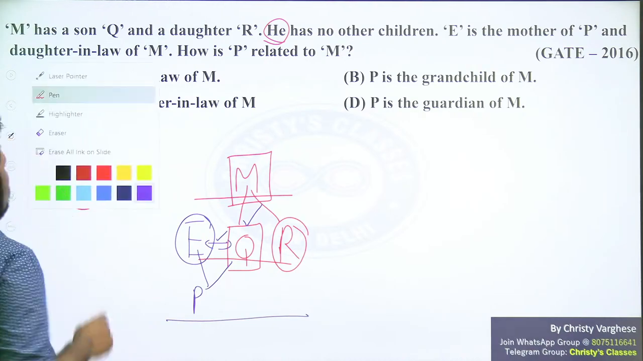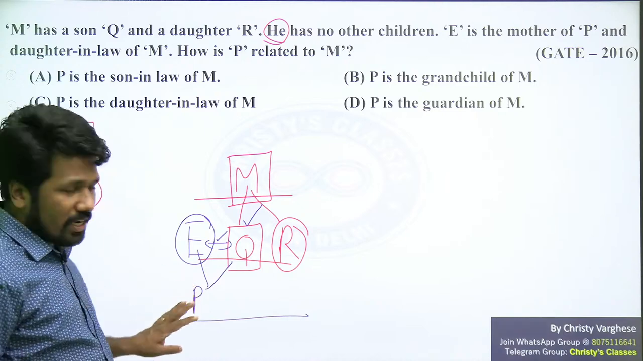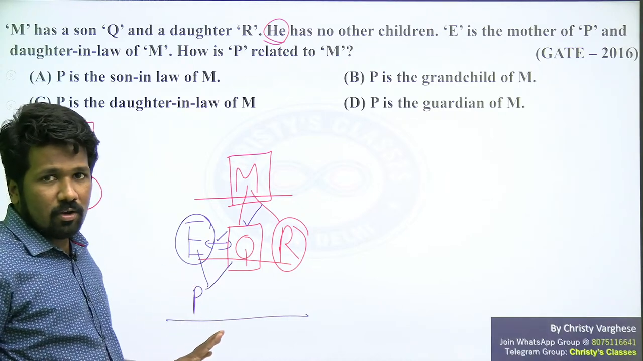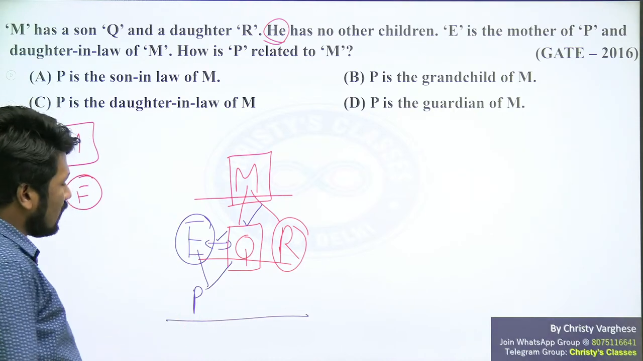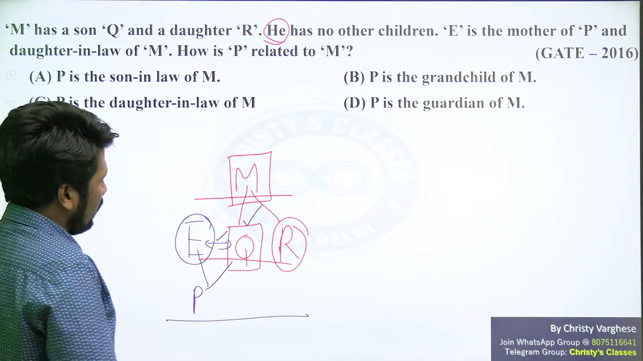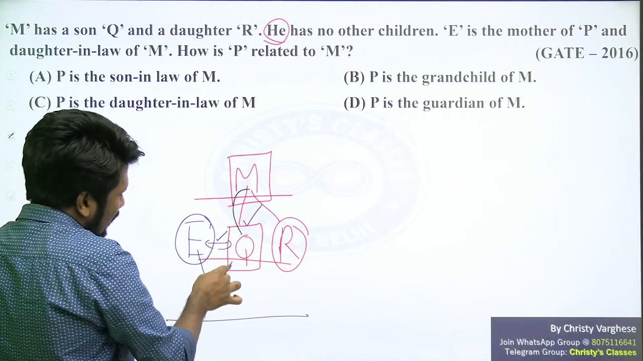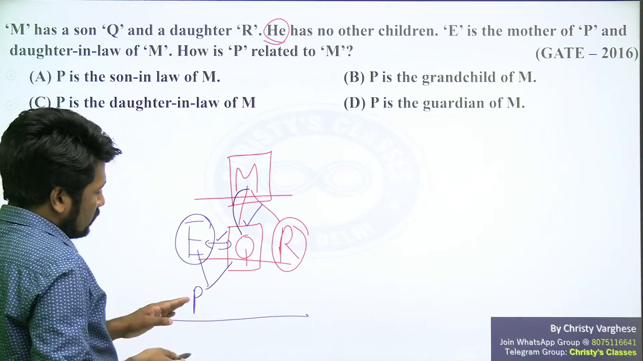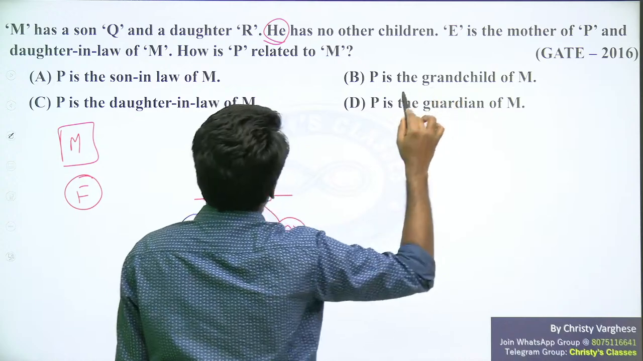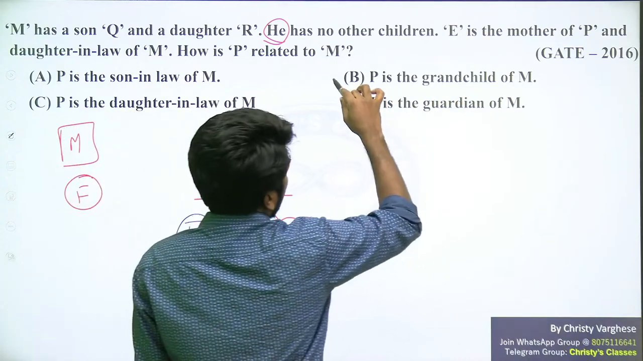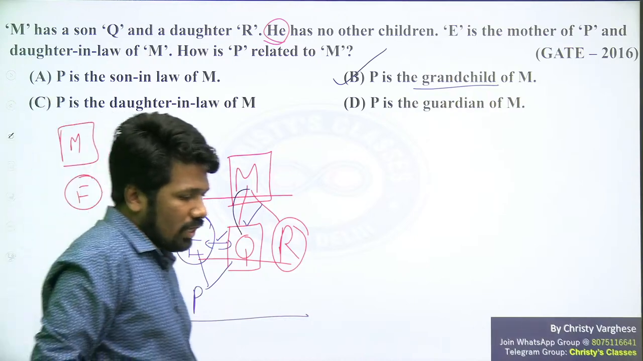So what is the relation of P with respect to M? Currently the main problem is we don't know the gender of P. We don't know if P is male or female. P can be male also, P can be female also. So we can only say that P is the grandchild of M. Why grandchild? M has a son, Q. That son's child can only be called grandchild. Grandson, granddaughter, we don't know. So we can say that P is the grandchild of M. Hope this is clear to all of you.